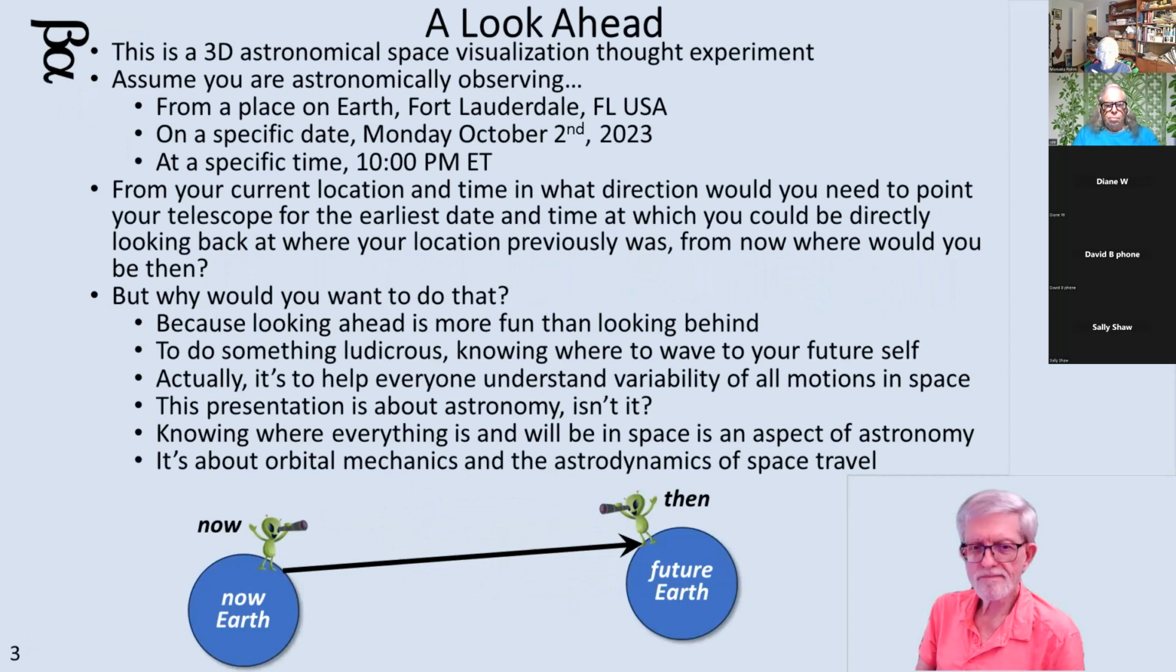You're on Earth somewhere on a specific date and time, and you're looking at something in the sky. In the future, where would the Earth be in order to look at the same place in the sky? And then where would you be looking to turn back around and look where you were, or where do you look in the sky to find where the Earth will be? Yeah, I know, you're not going to see yourself, so it's ludicrous.